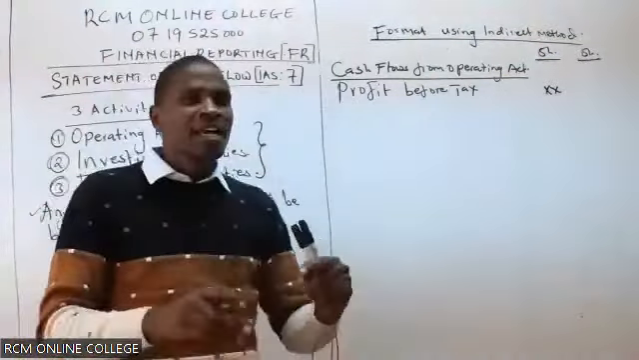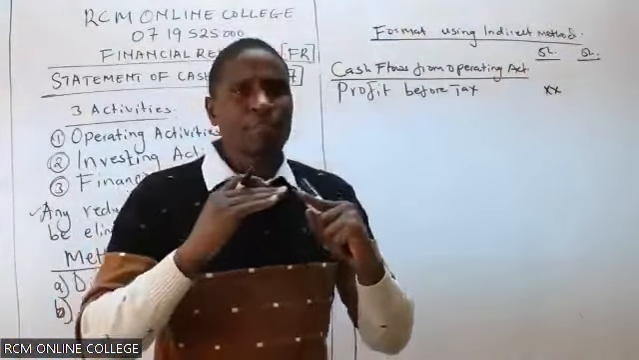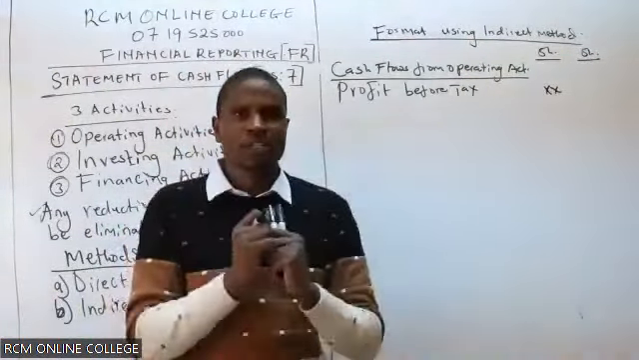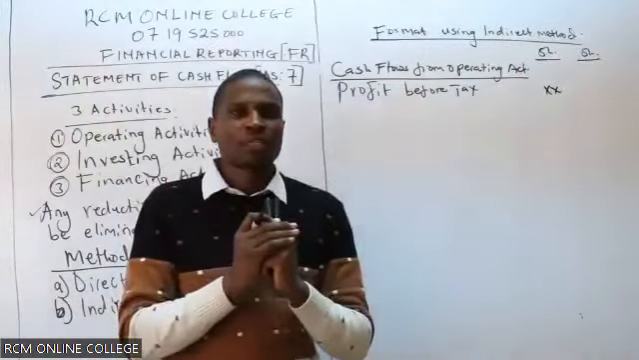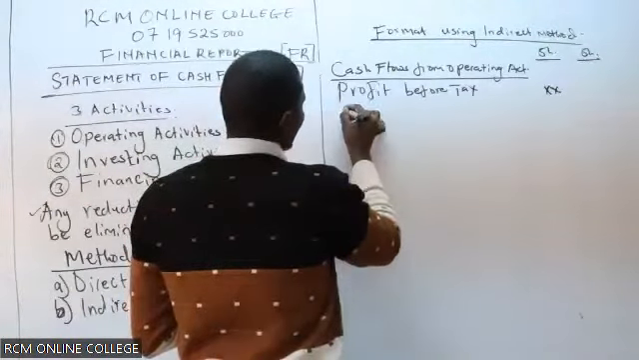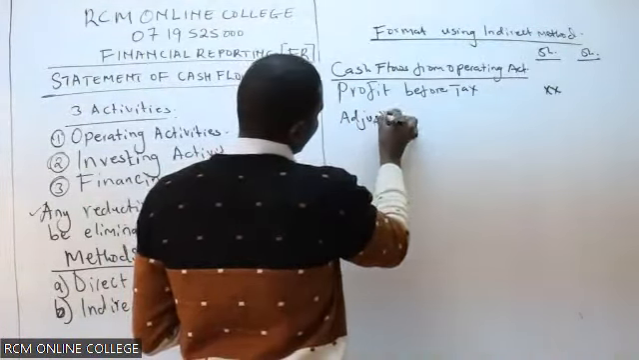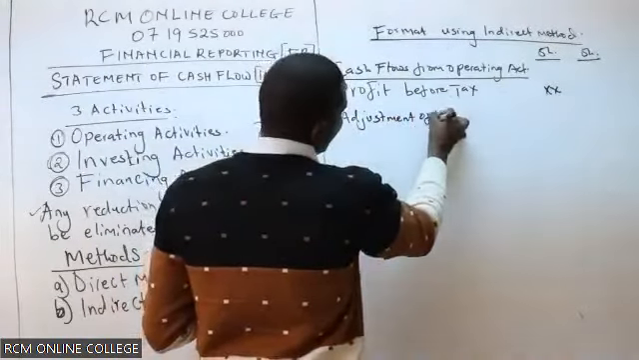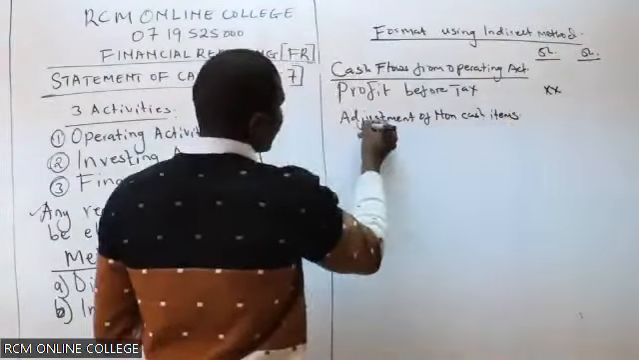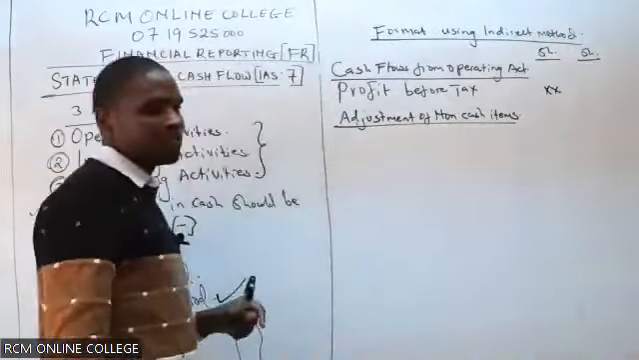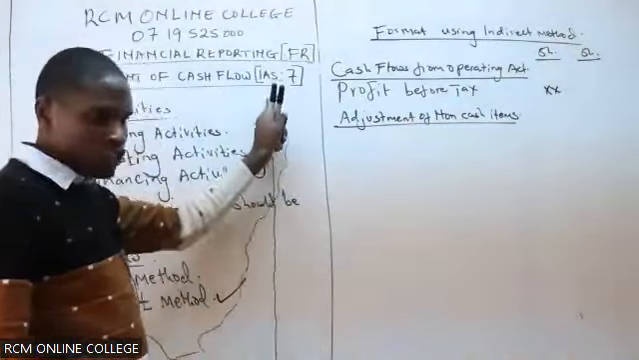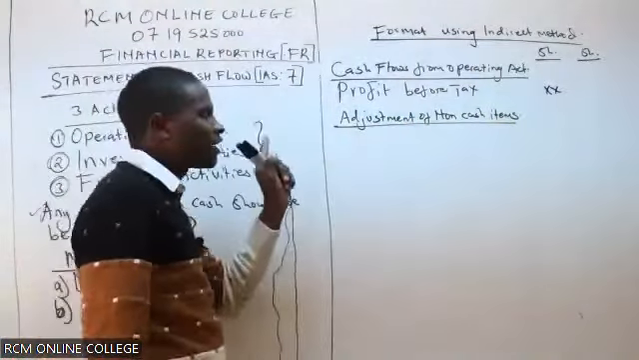So in that case, if you are where we have the profit before tax in the income statement, you look upward. Those items that are upward, we call them adjustment of non-cash items. This will not change, I am telling you, it will remain this way unless the standard is changed.